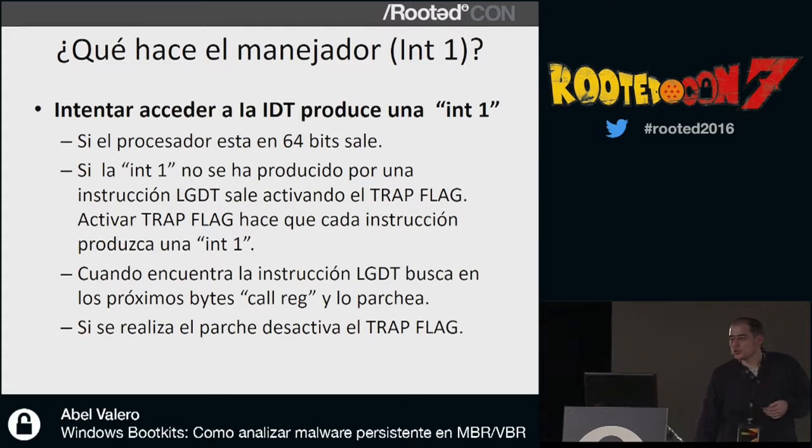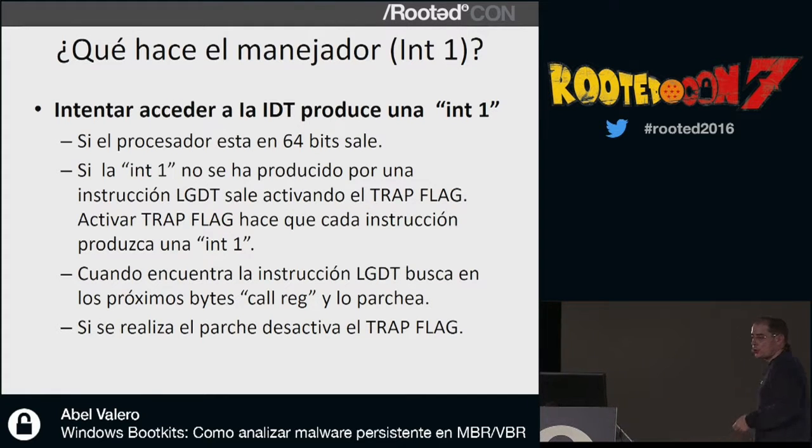So what does the handler for interrupt 1 do? If the processor is in 64-bit mode, it leaves. If interrupt 1 was not produced by an LGDT instruction, it exits by activating the trap flag. Activating the trap flag ensures that every time an instruction is executed, there's an interrupt 1.